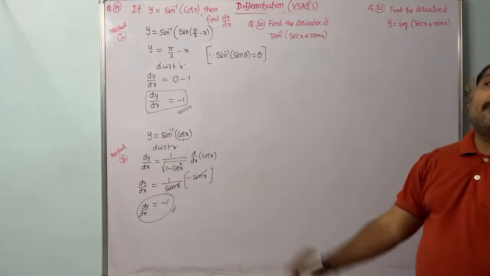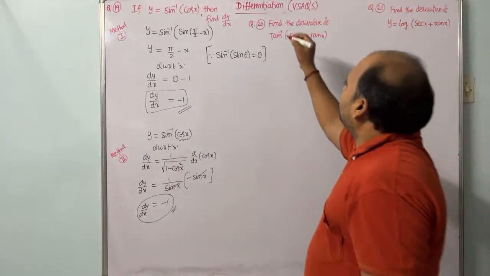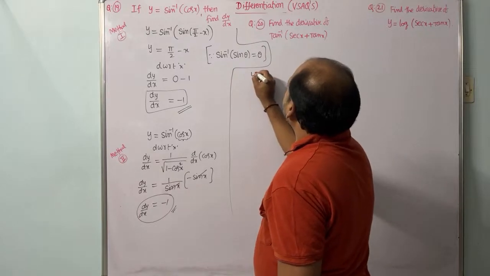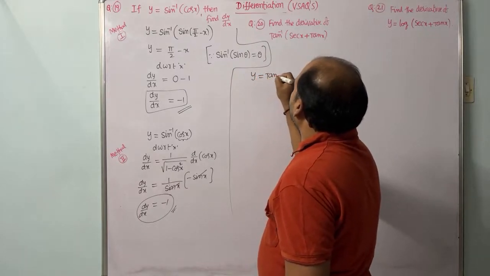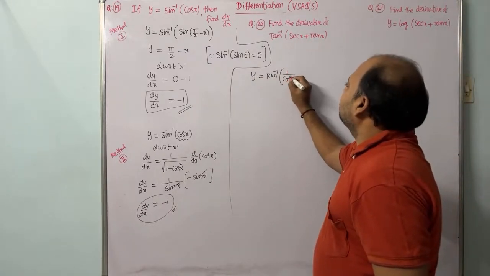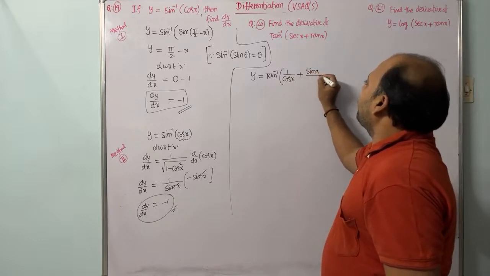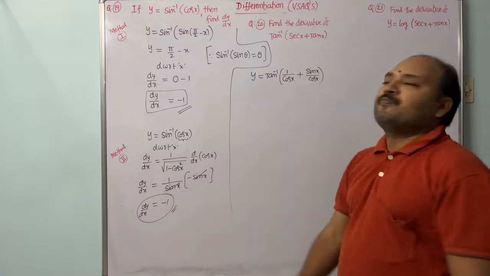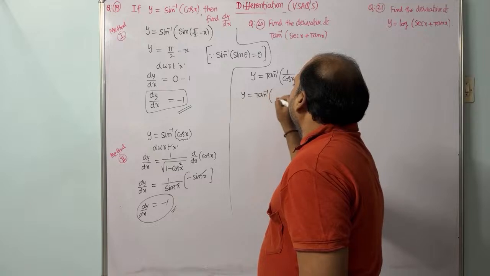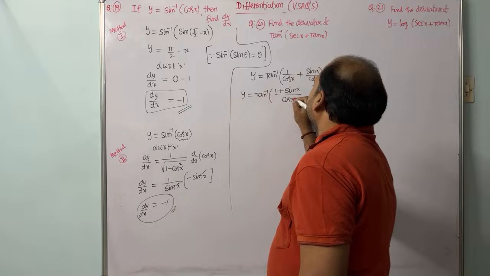Find the derivative of tan inverse of secant x plus tan x. First, the given y is equal to tan inverse of secant x, we can write it as 1 by cos x, plus tan x can be written as sin x by cos x. So y is equal to tan inverse of 1 plus sin x divided by cos x.